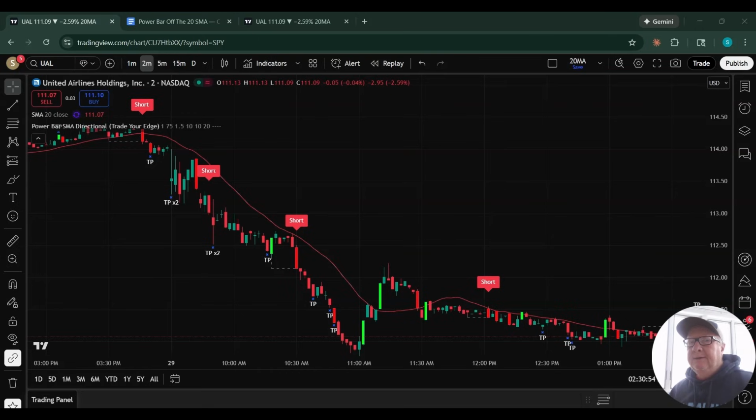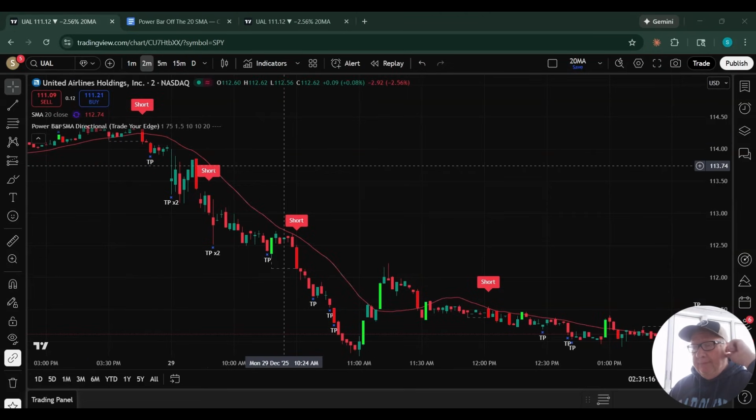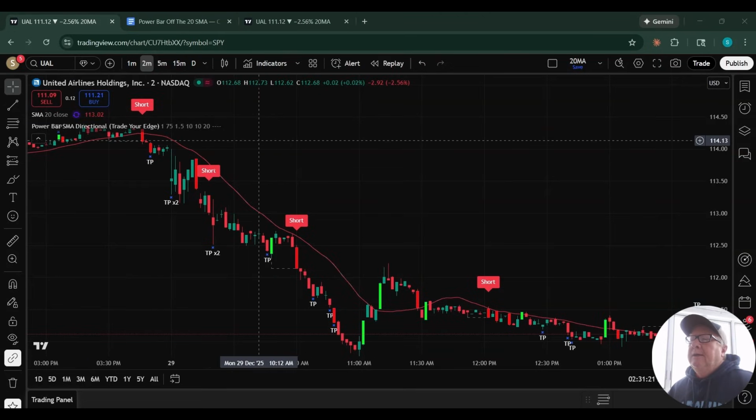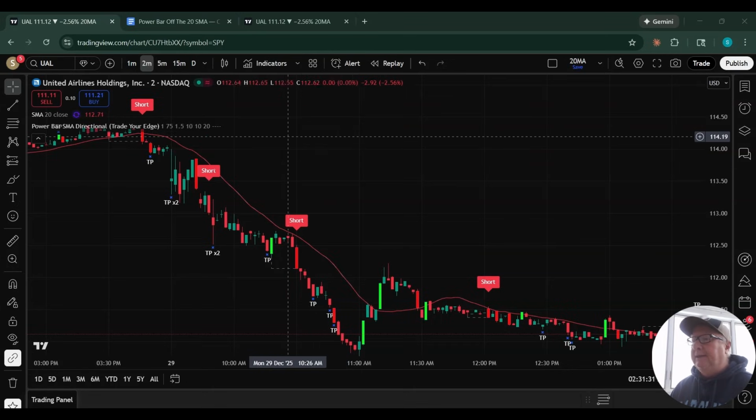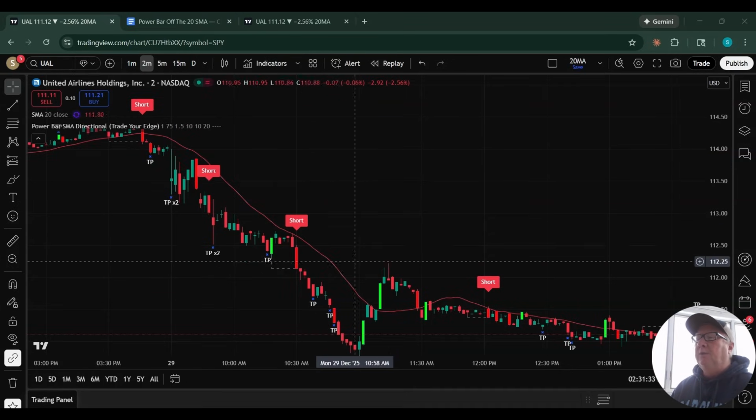Today I want to talk a little bit about why the power bar trade works as well as it does. On this chart of UAL, United Airlines, on the 2 minute chart, you can see there were one, two, three, four signals that fired off of the power bar indicator that I put together. And that's not unusual, especially for a stock that's trending, for the power bar strategy to work well.